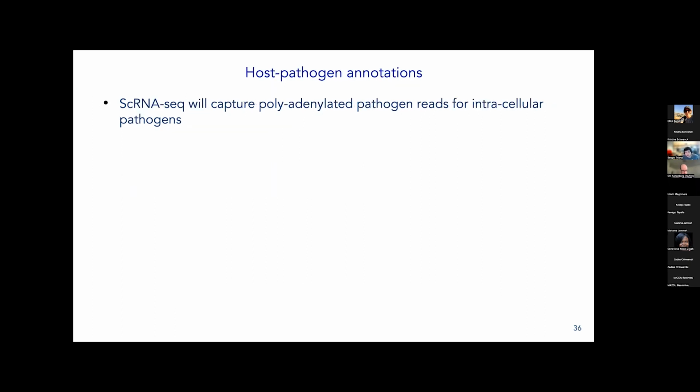A bit more of an overview of host-pathogen annotations before we continue into more specific details on how to do this: in most single-cell RNA-seq techniques, you can capture anything with a poly-A.